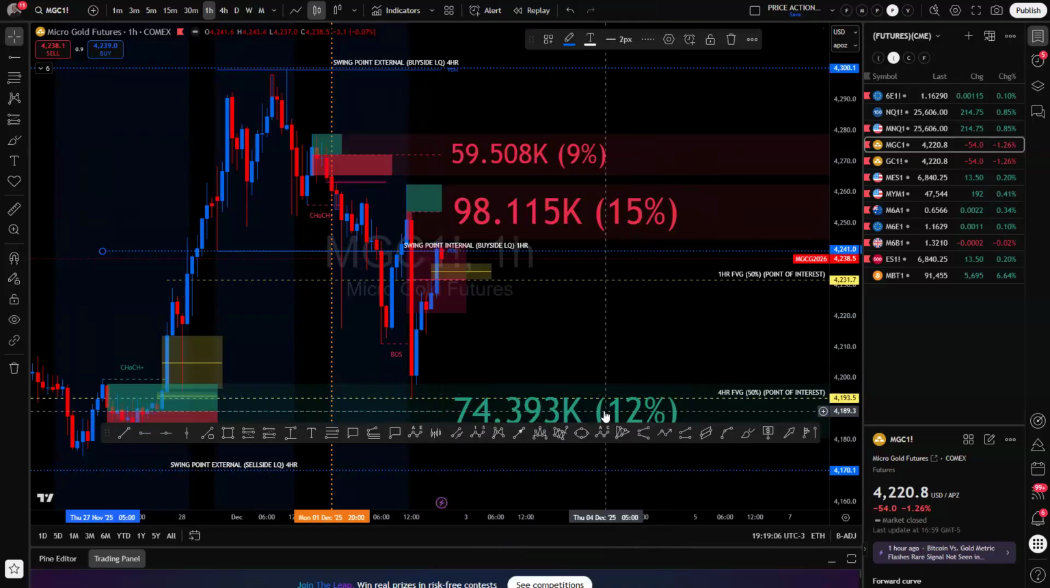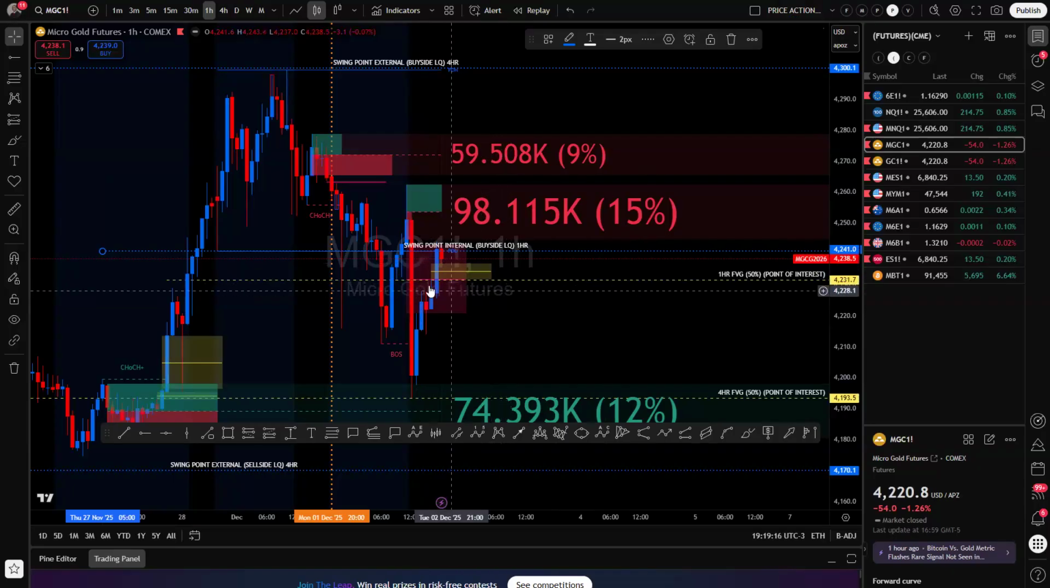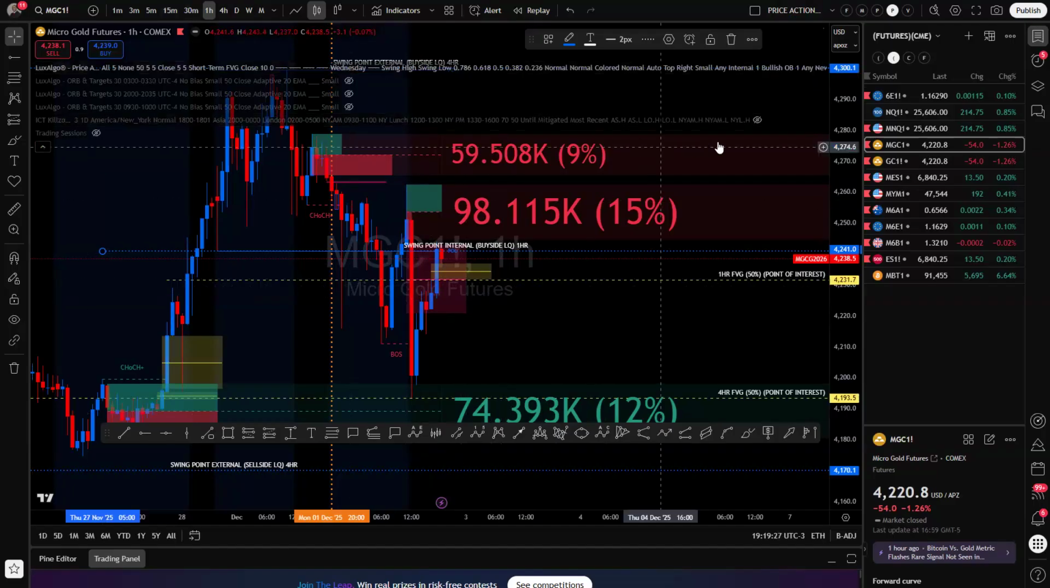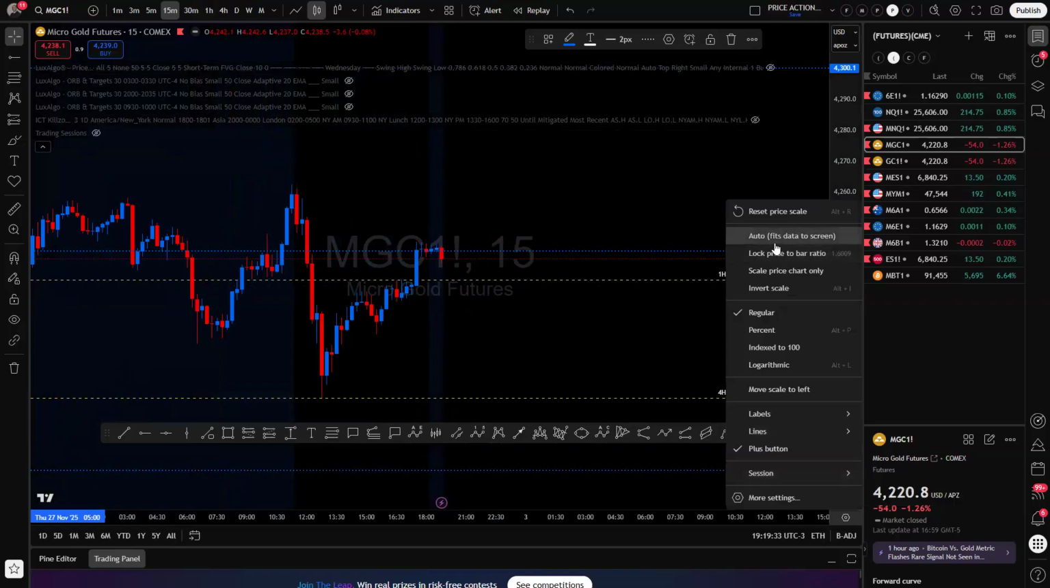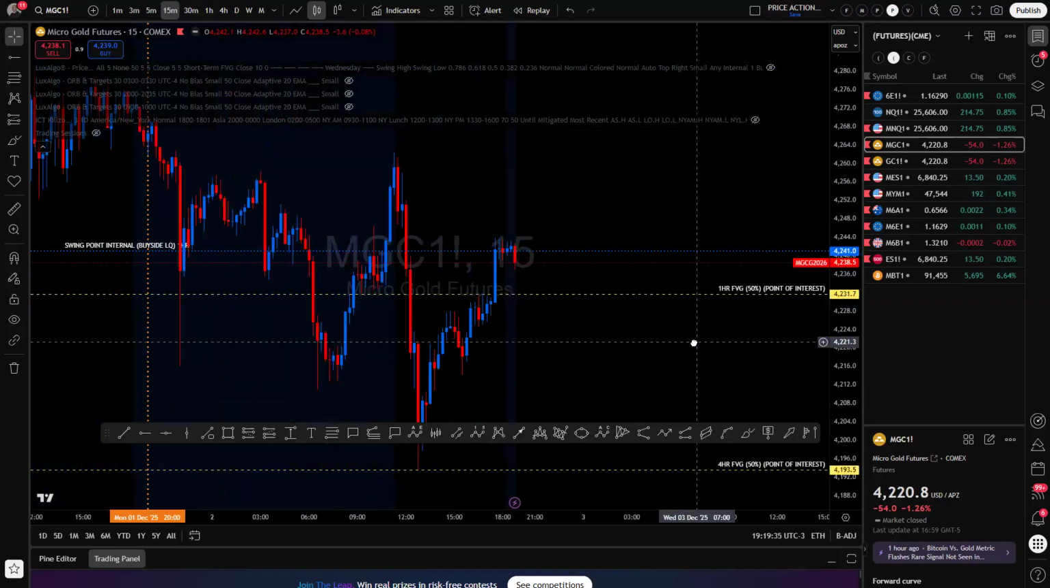So we have two factors here: the opposing bearish fair value gap and then liquidity. What we need to look at is when we go to the 15-minute time frame, because we are currently bullish. So go to the 15-minute time frame here.